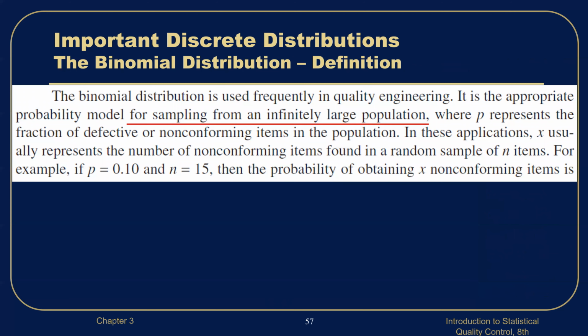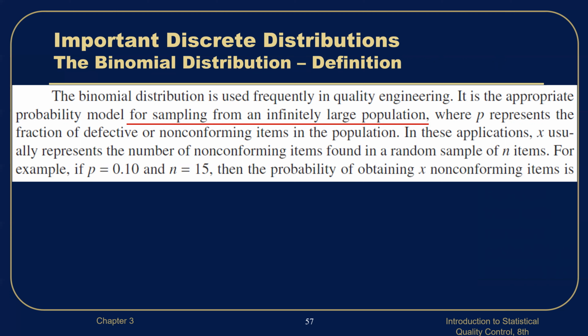Binomial is the appropriate model for sampling from an infinitely large population or large enough population, where p, the lowercase p, represents the fraction of non-conforming items in the population. X represents the number of non-conforming items found in a random sample of n items.